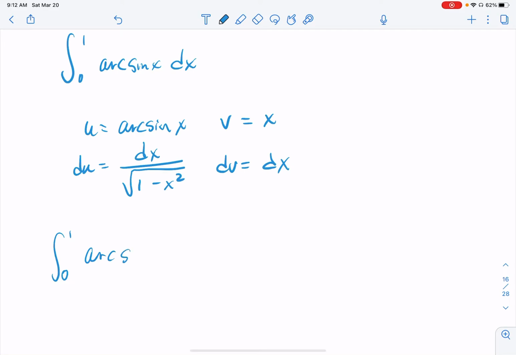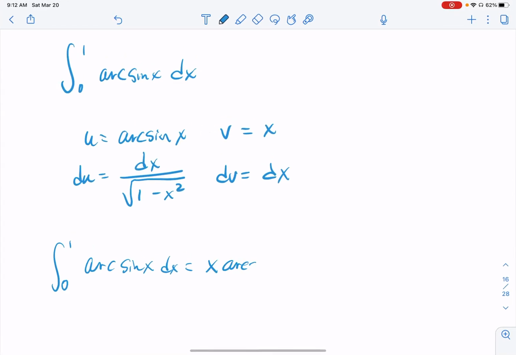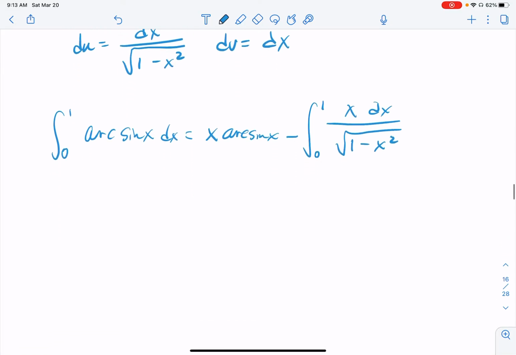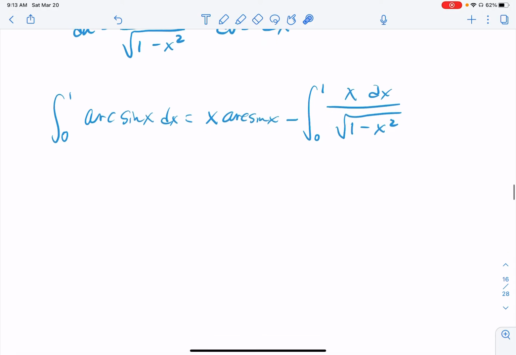So I'm just going to write it down again. The integral from 0 to 1 of arc sine x dx is equal to uv, I'll bring the x right up front, x arc sine x. And remember that this part also gets the 0 and the 1 whenever we do our fundamental theorem of calculus, minus the definite integral from 0 to 1 of, I should say, v du, which is going to be x dx over the square root of 1 minus x squared. Okay, so this definite integral here, we're going to evaluate with traditional u substitution.